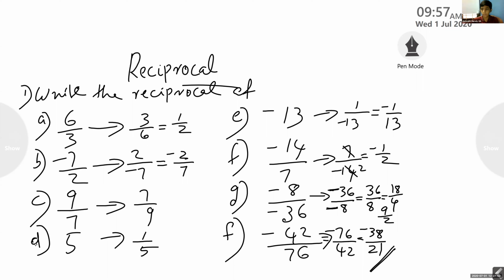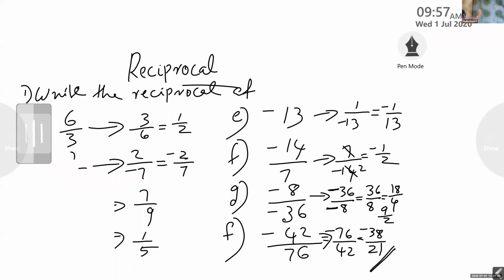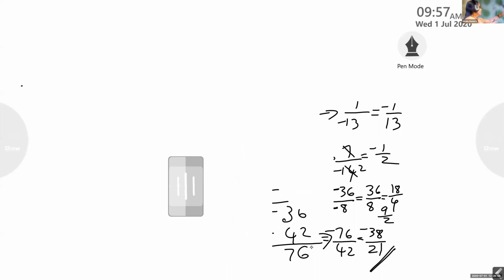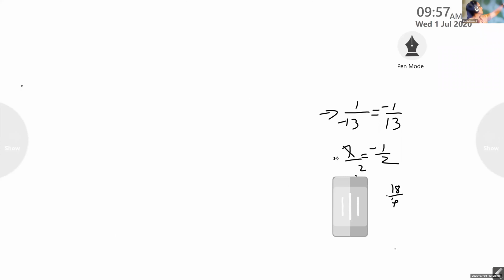Now you write a sentence. Reciprocal is also known as multiplicative inverse, and put it in a box. Sometimes the question will be to find the multiplicative inverse. So what is multiplicative inverse? It is the reciprocal. Both reciprocal and multiplicative inverse are the same. Okay, put that in a box. Reciprocal and multiplicative inverse mean the same.